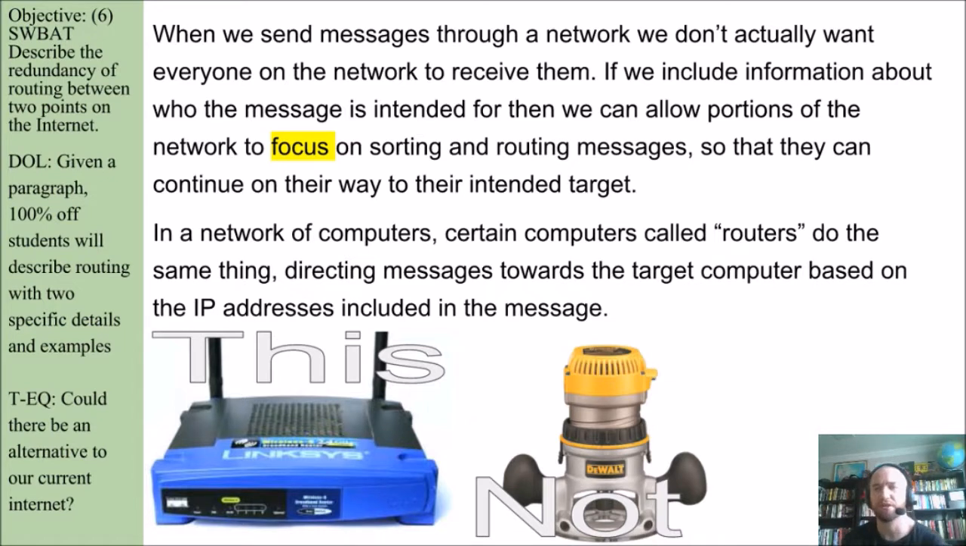When we send messages through a network, we don't actually want everyone on the network to receive them. If we include information about who the message is intended for, then we can allow portions of the network to focus on sorting and routing messages so that they can continue on their way to their intended target. In a network of computers, certain computers called routers do the same thing, directing messages toward the target computer based on the IP address included in the message.